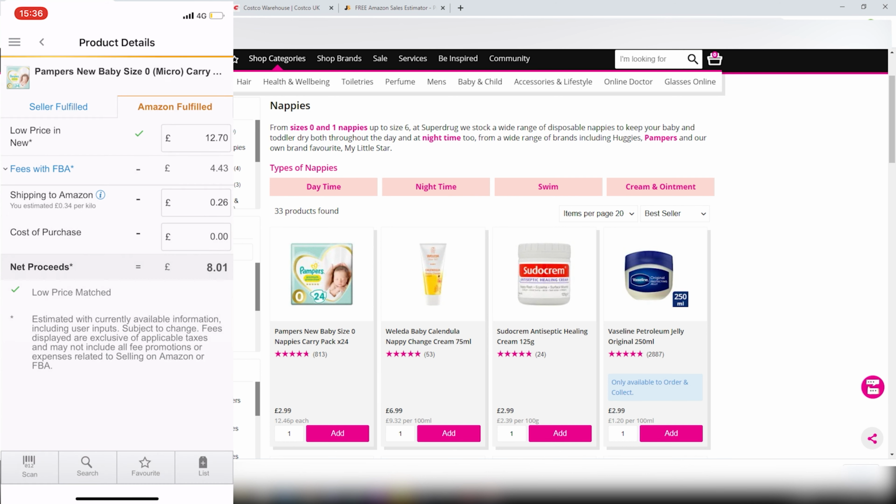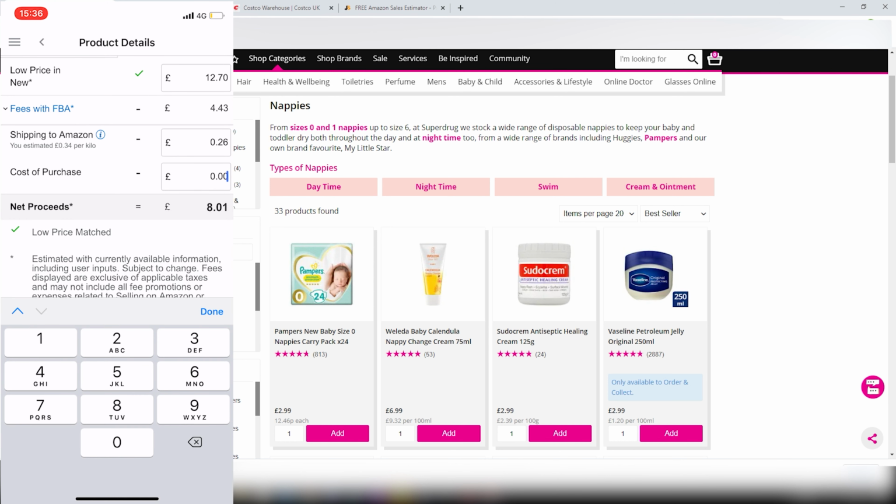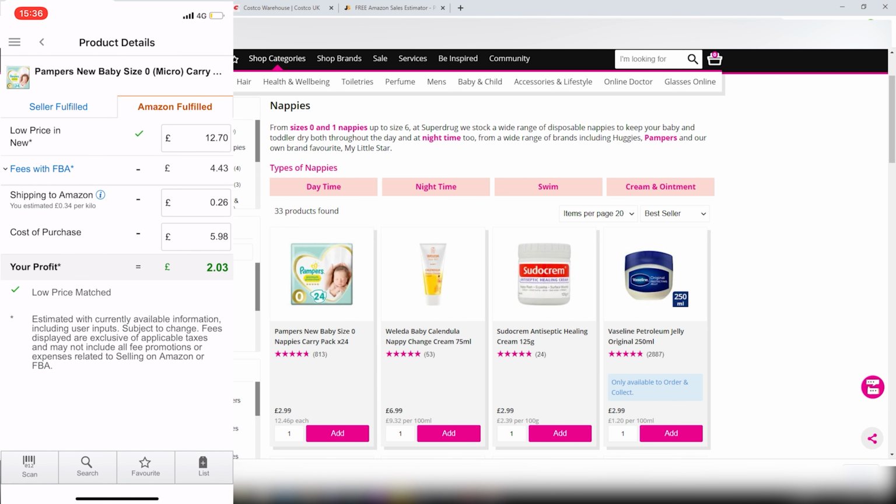So I will just put in the purchase price as well. As it's going in a bundle of 2, I've doubled the price online just to give you an accurate representation. So it's £2.03 profit when you've taken into account the fact that 2 of these will cost you £5.98 to purchase. So that is a good margin of above 10% that you can make on this product, which is very popular ranked.